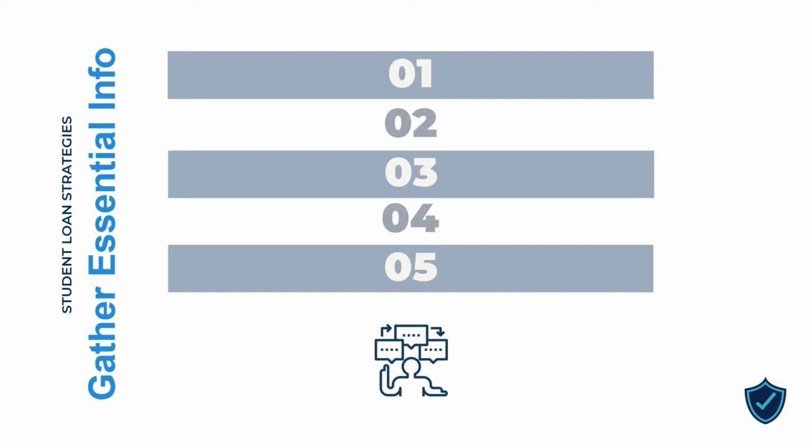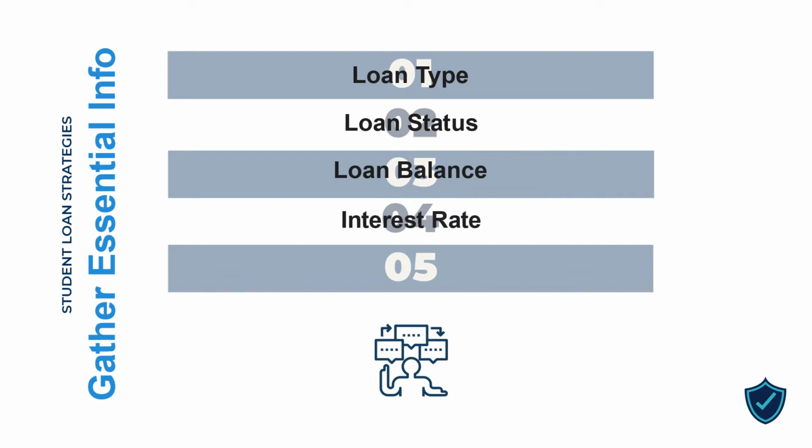You'll want to start by creating a list of the essential details of each of your loans, including the type of loan, the payment status, the interest rate and loan balance, and the lender or servicing company.